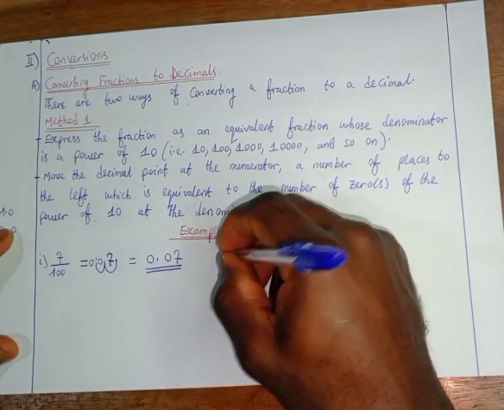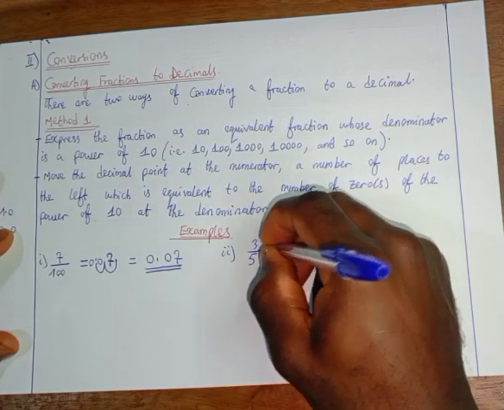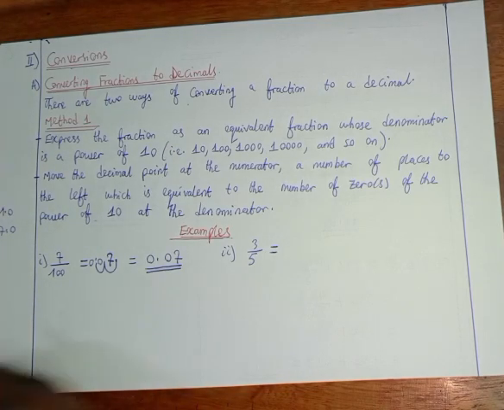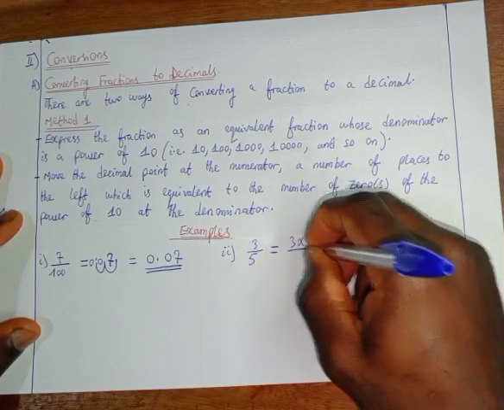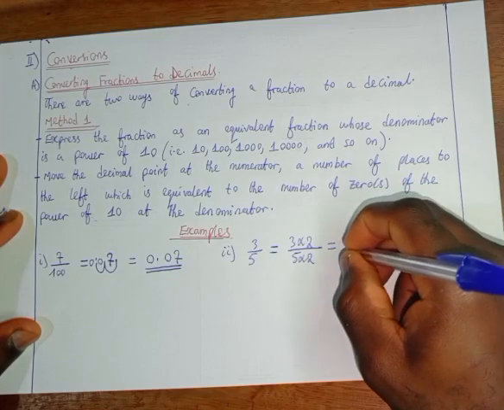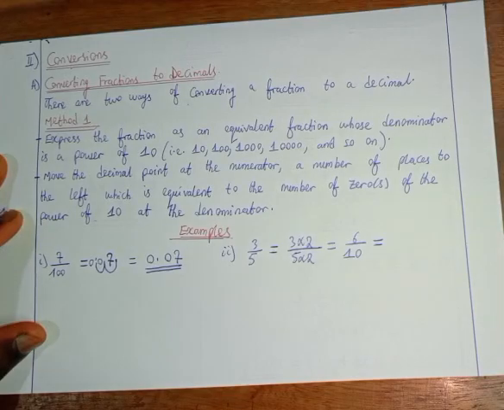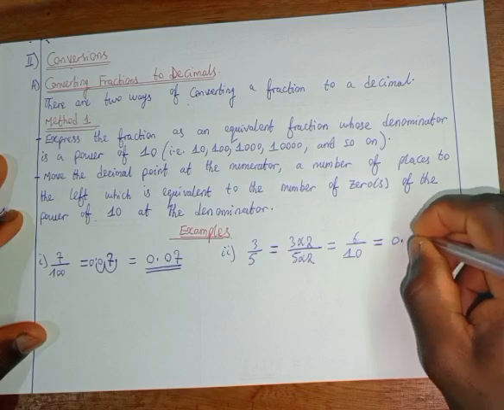Go now to 2i. We have 3 over 5. This will be equal to, first we need to express the fraction 3 over 5 as a decimal fraction. That means the denominator should be the power of 10. We know 5 times 2 gives us 10. We are going to multiply both the numerator and the denominator by 2. So this will give us 6 over 10, which is simply equal to, we're going to move the decimal point 1 place. This will give us 0.6.